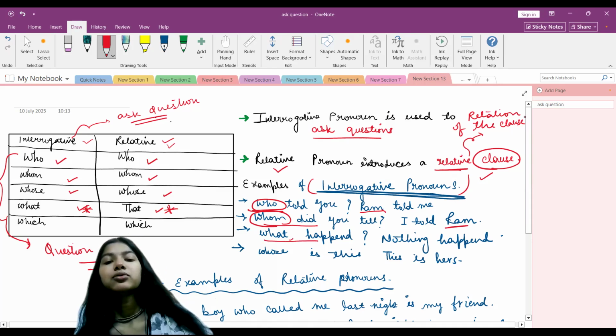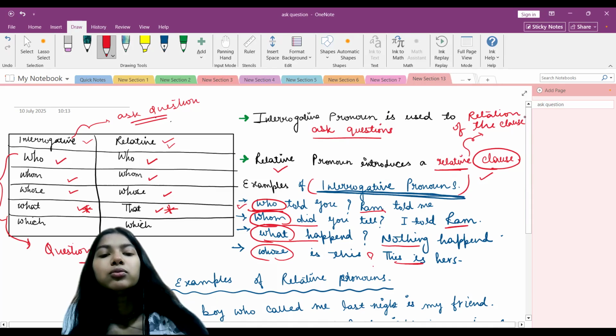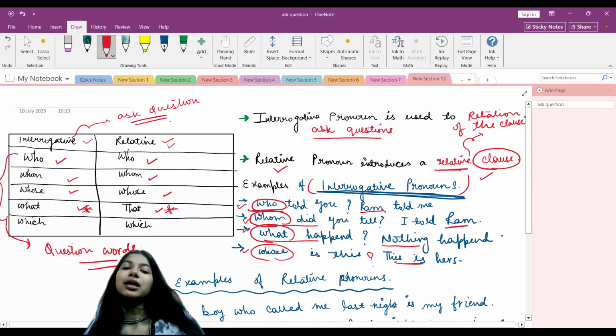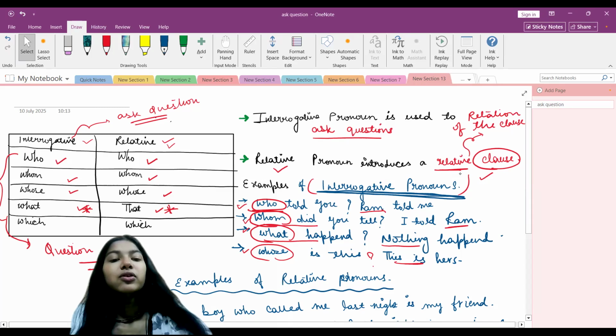What happened? Here again I'm asking a question, and the answer is nothing happened. Whose is this? This is hers. So the words who, whom, what, whose, these are the interrogative pronouns.